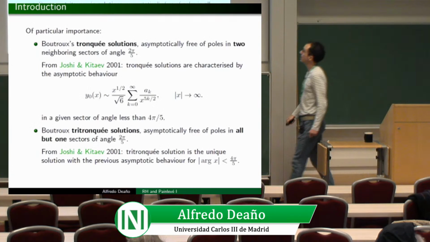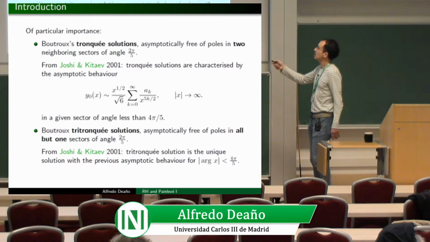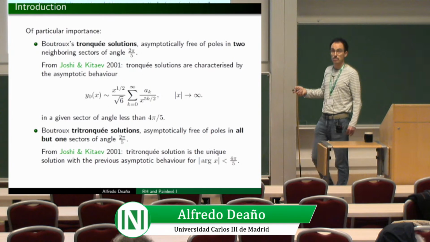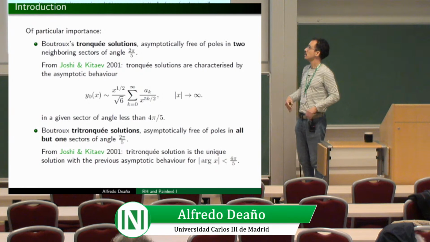So there are no classical solutions, no easy solutions if you want, but there are distinguished families of solutions with a long history. All the way back to Boutroux in 1913, he distinguished the truncated or tronquée and tritronquée solutions. Basically, pick one direction in one of these 2π/5 sectors, and you prove that there are solutions that are asymptotically free of poles in that direction. And then by rotation, you can study the other sectors.